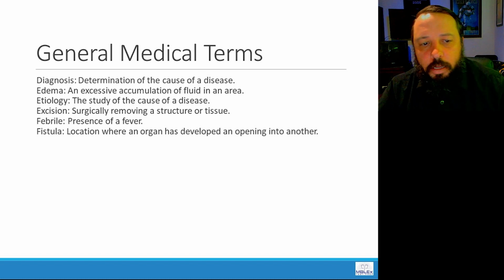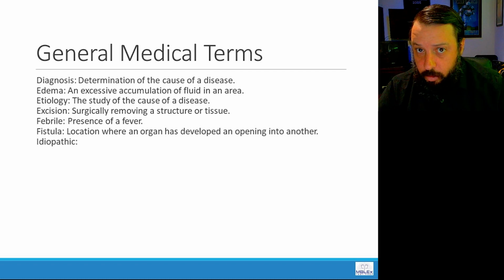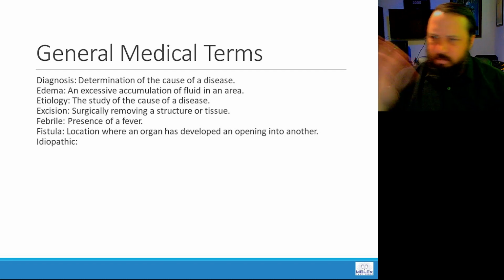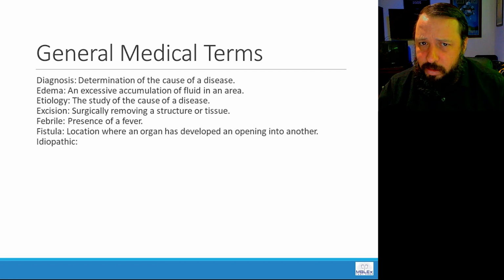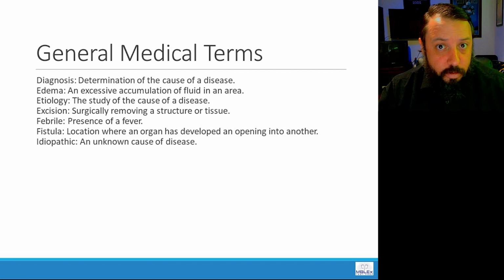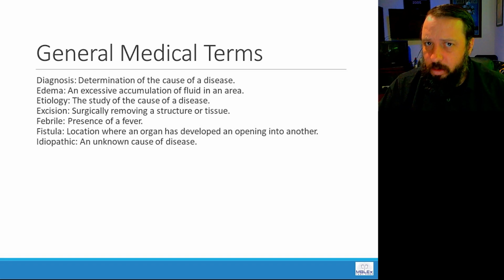Okay, moving on. Idiopathic. When I think idiopathic, I think idiots. Idiots don't know anything, right? So idiopathic means the disease has an unknown cause. Something like fibromyalgia could be an idiopathic disease. There's no real known cause for that disease to occur. I mean, there might be theories, but nobody knows for sure. So idiopathic, unknown cause of disease. Idiots don't know anything. Unknown cause.